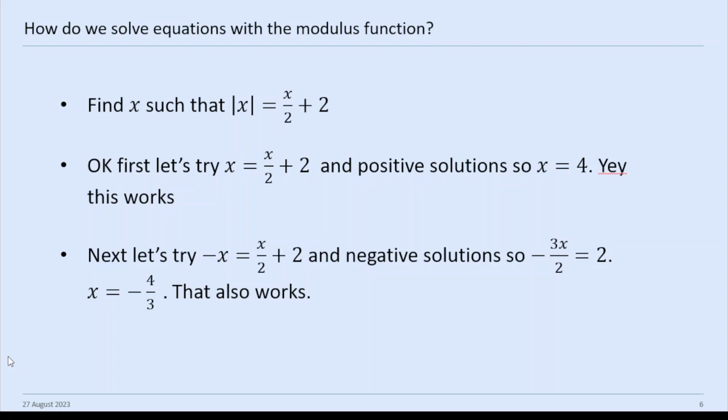Here's another one. Mod x equals x over 2 plus 2. So firstly, let's assume x is positive. Then we get x equals x over 2 plus 2. Take x over 2 from both sides. That means x over 2 equals 2, times by 2. That means x equals 4, which works. It's a positive number. Next, we're going to look for negative solutions. So we get minus x equals x over 2 plus 2. Take x over 2 from both sides. Minus 3x over 2 equals 2. Times through by 2, divide through by 3, x equals minus 4 over 3, which is negative, so that also works.